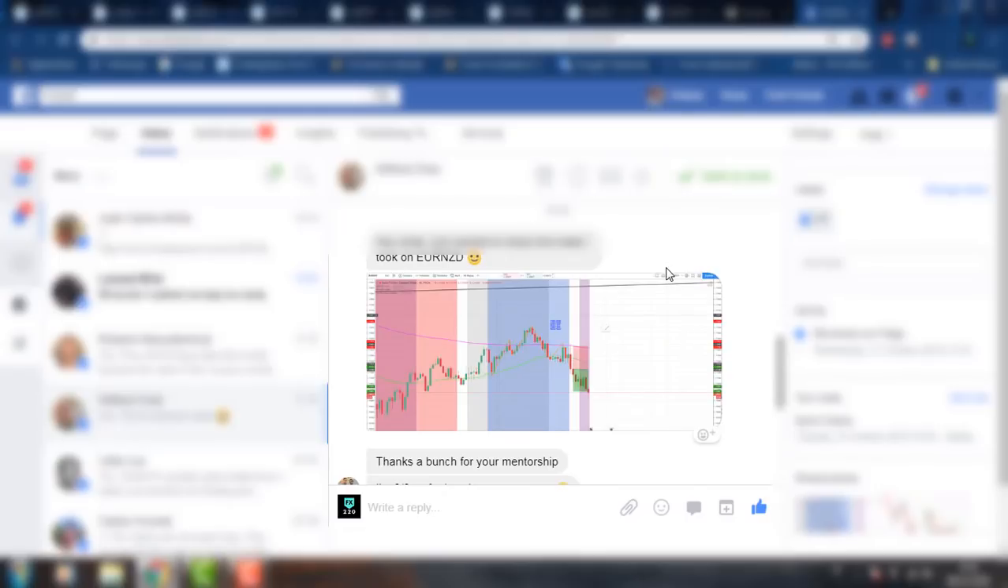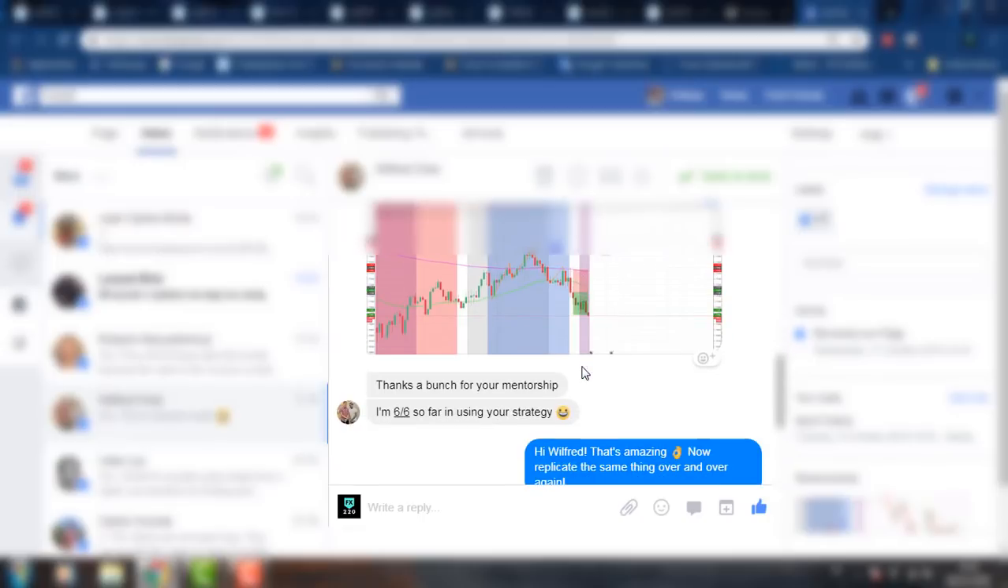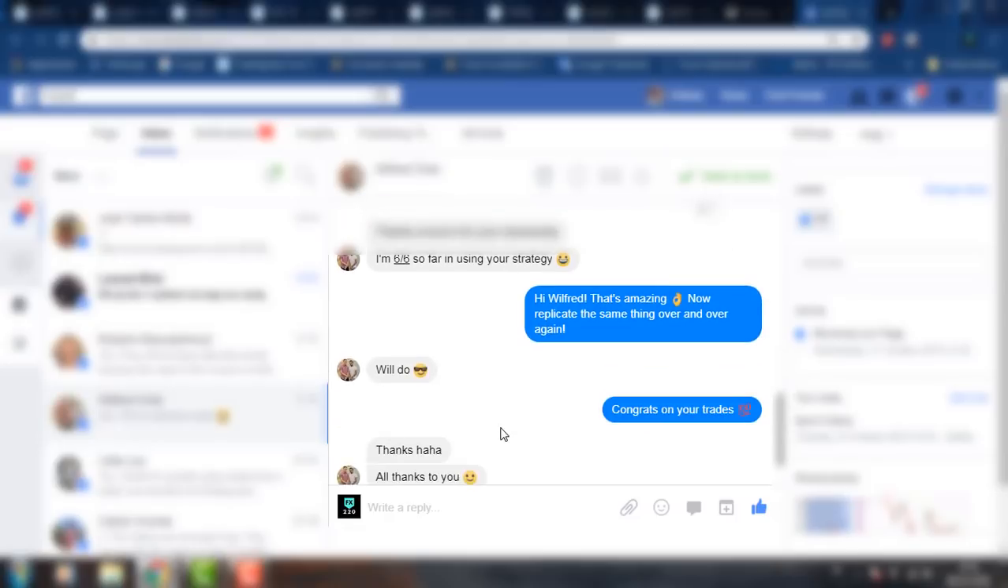I was so happy when he sent me this message saying, just wanted to share this trade I took on your NZD, amazing trade. Thanks a bunch for your mentorship. I'm 6 on 6 so far using your strategy. I mean, that's the thing that makes me happy and makes me keep going, to teach traders everything that I know and make them phenomenal traders that are ready to conquer the markets in a short period of time and basically change their lives.